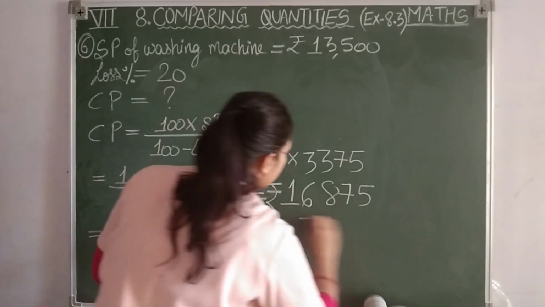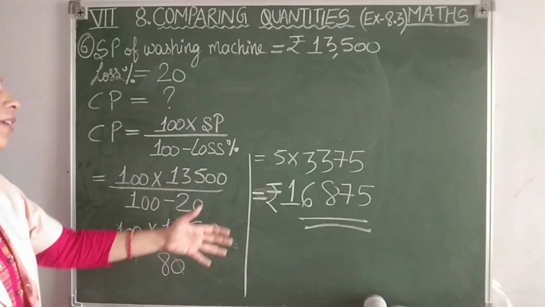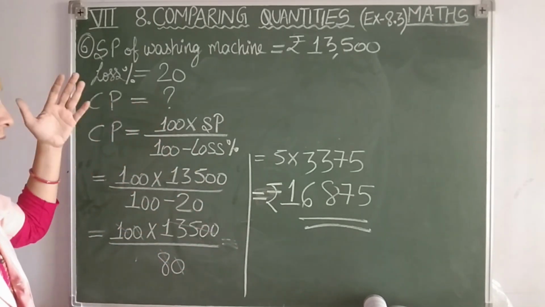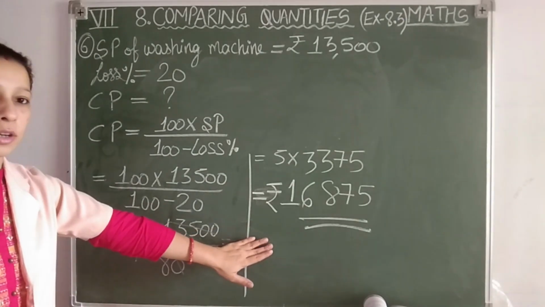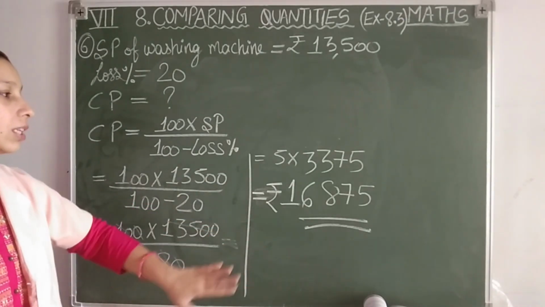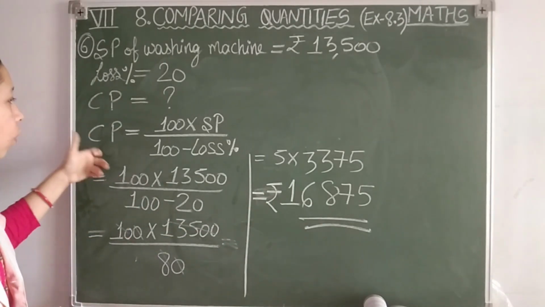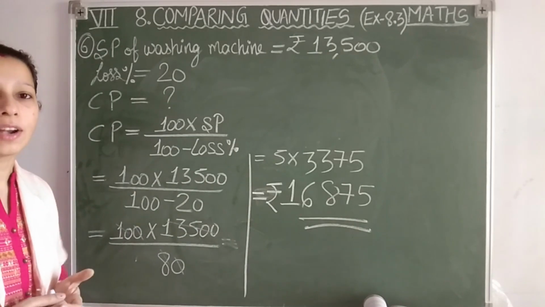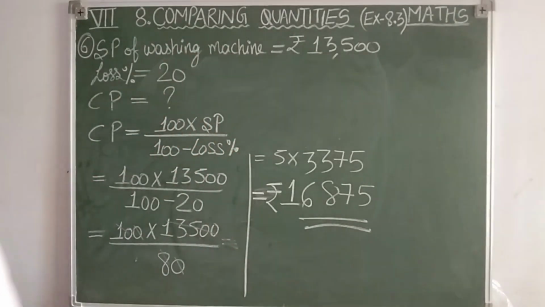The cost price is rupees 16,875. See how easily we have found the cost price of the washing machine. So the last step you are going to write is: cost price of washing machine is equal to rupees 16,875. So learn this formula, use this formula and you can simply find it out. Okay students, note it down, then we'll see the next question.